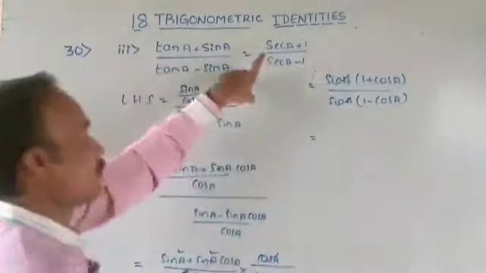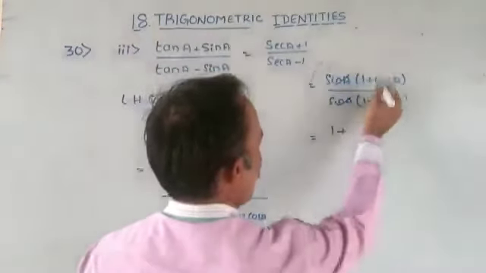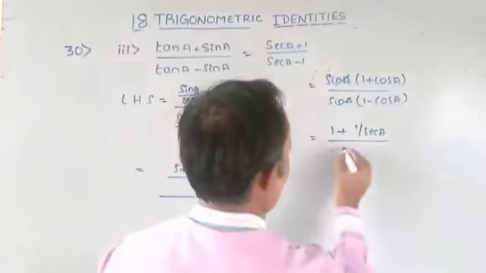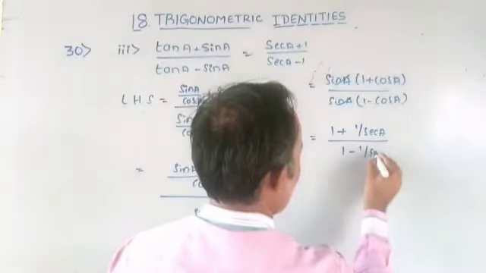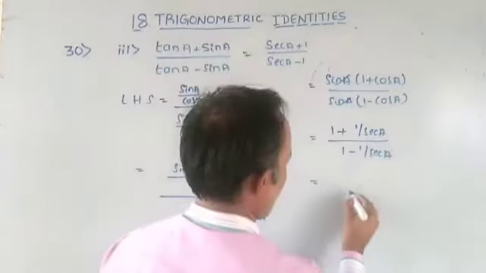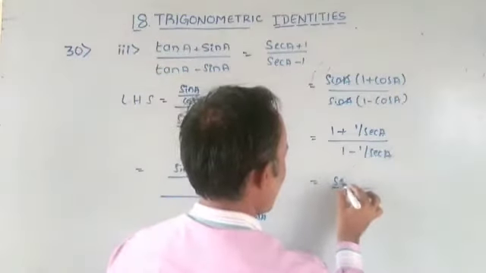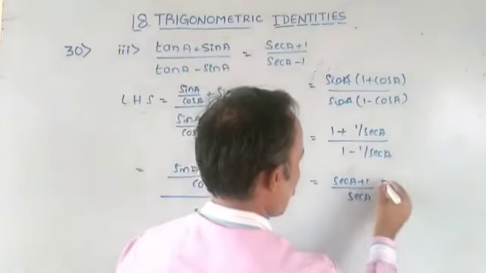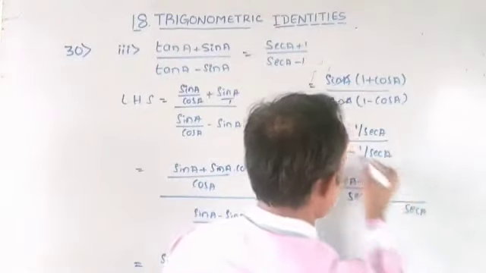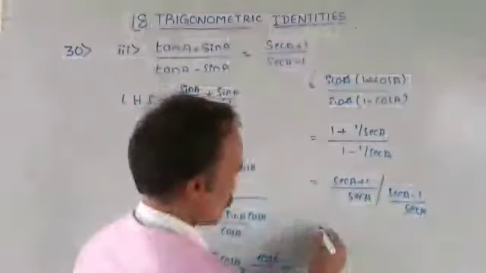So just observe here, we have to convert this in terms of secant. So 1 as it is. Cos A can be written as 1 divided by secant A, divided by 1 minus 1 divided by secant A. Again take LCM. So secant A is the LCM. What will we get here? Secant A plus 1 divided by, again secant A is the LCM. And what will we get here? Secant A minus 1 as the last step.